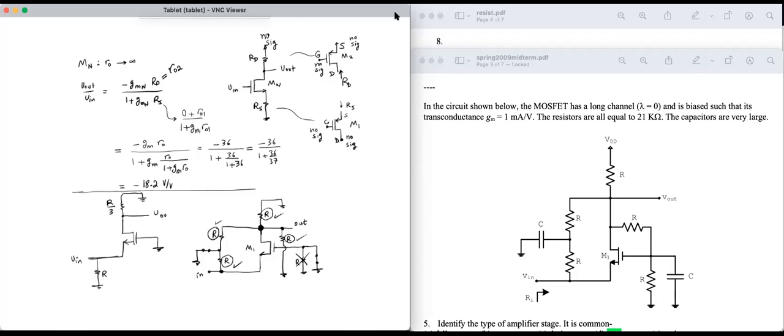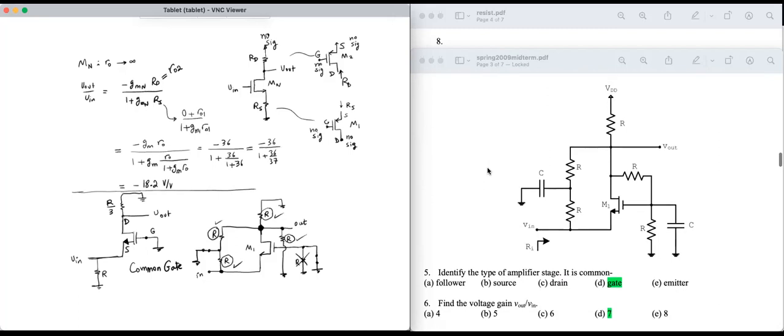The input is at the source terminal of the MOSFET. The gate is grounded, and the output is taken from the drain. And the first question is to identify the type of such an amplifier stage. Well, if the input is at the source, the gate is grounded, and the output is taken from the drain, that's a common gate. So this circuit is a common gate amplifier. All right.